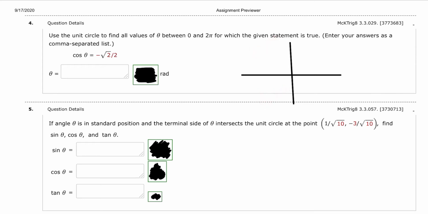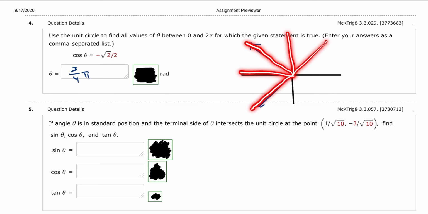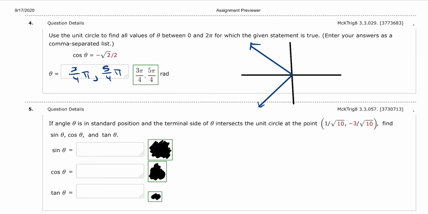Cosine is negative in these 2 quadrants, 2 and 3. So the 2 angles are going to be this one and this one. And they want radians, as you can see. So this angle would be 1/4, 2/4, 3/4. 3/4 π is one angle. And then the other one's going to be 1/4, 2/4, 3/4, 4/4, 5/4. So 5/4 π would be the other angle.